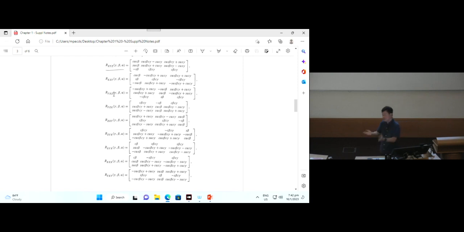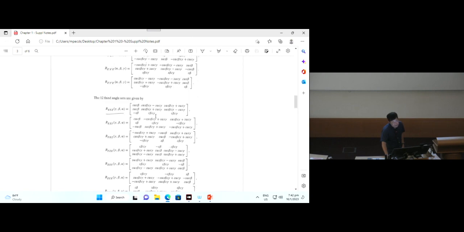So you can actually go through the x, y, z. You can have x, z, y. You can have y, z, x, and so on. So altogether you end up with 12 combinations. And then these are the matrices for all the different 12 angle combinations.